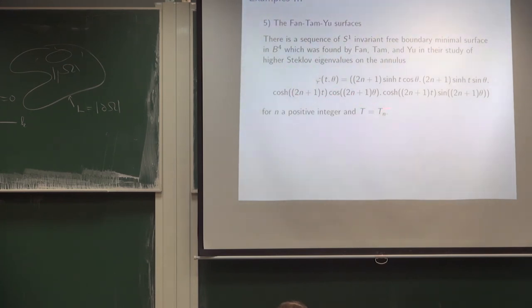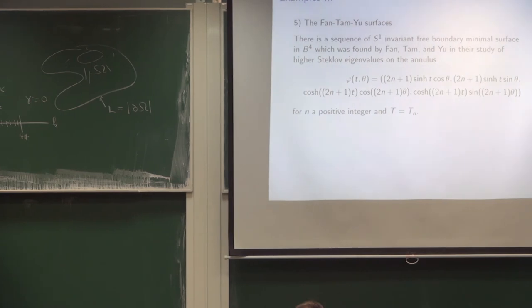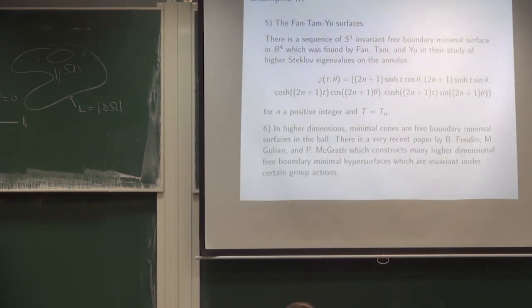Again, they're written in separated form. There's a whole sequence of them. It's rather surprising how many there are. So each one of these, for each n, is an embedded free boundary minimal annulus in B4, the four-dimensional ball. And as n goes to infinity, the areas will blow up, so they become more and more complicated. So there are lots of these things.